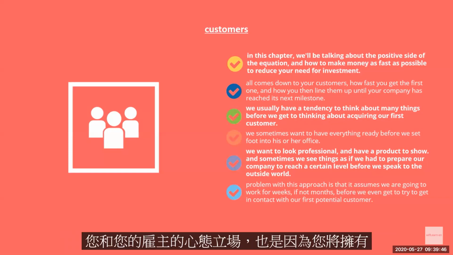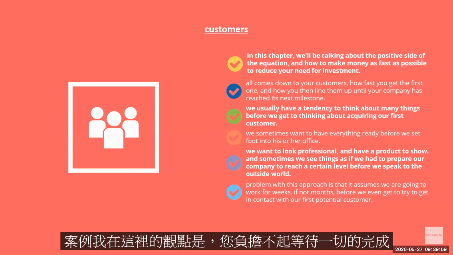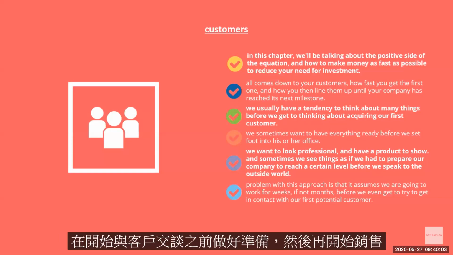First, from a mindset standpoint, for both you and your employer, but also because you'll have the liberty to talk about your business freely and be active online without having to wonder if it's going to be an issue with your current company. In any case, my point here is that you cannot afford to wait for everything to be ready before you start talking to customers or before you start making sales.